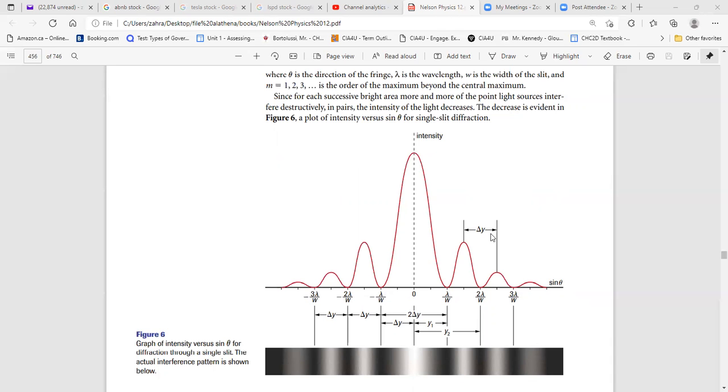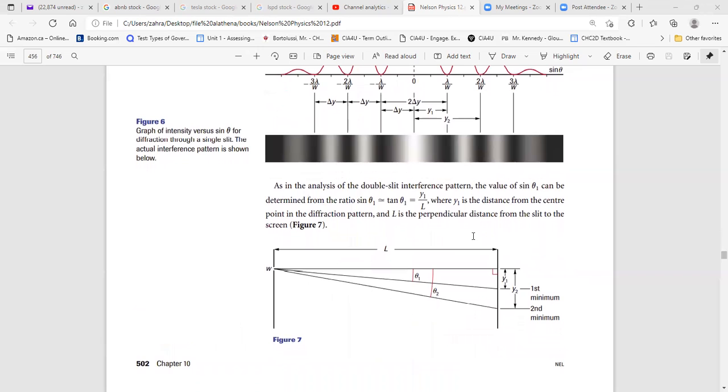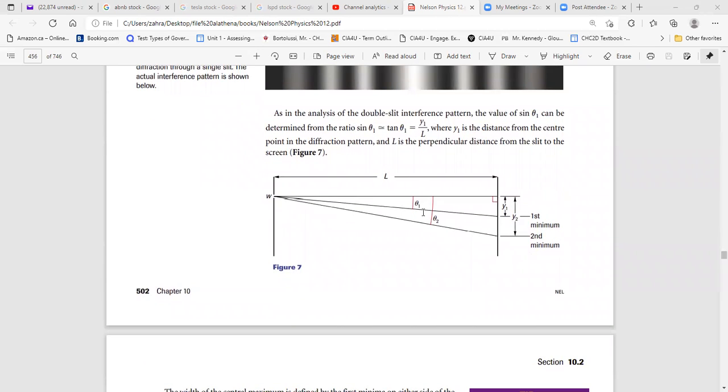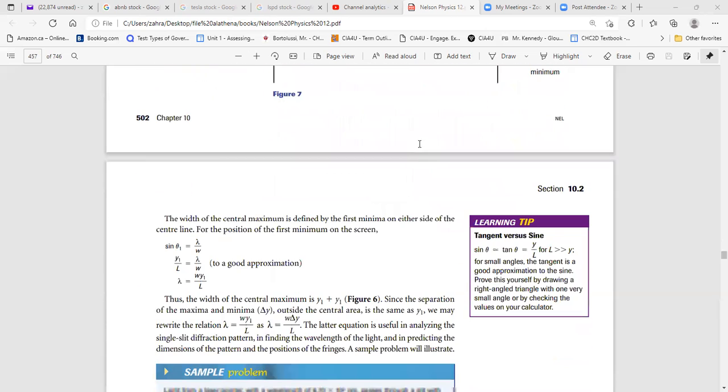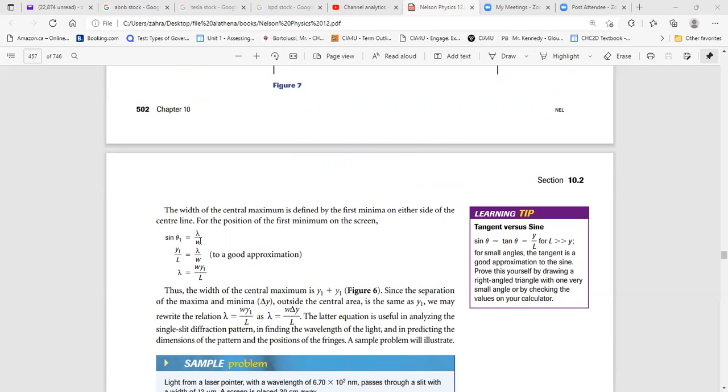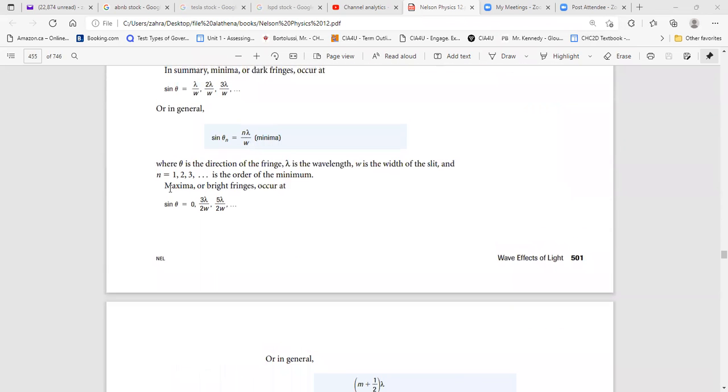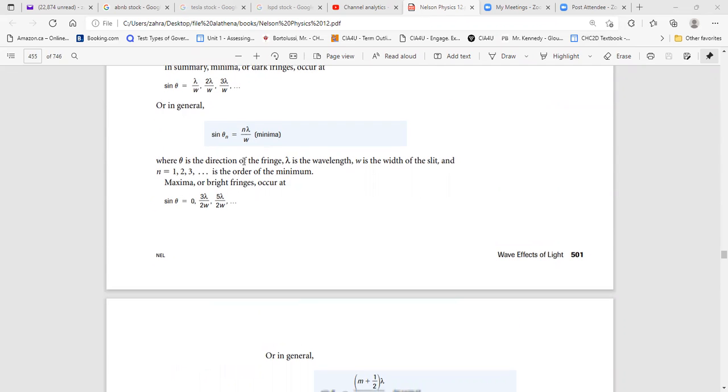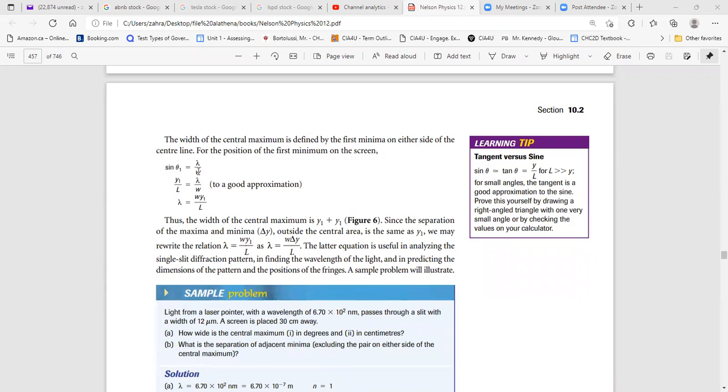Here the distance between two successive brightnesses, we call it delta Y. Looking at that, since theta is small, sine theta is approximately equal to tan theta, which is Y over L, opposite over adjacent. So sine theta 1 is Y1 over L. Also, for a good approximation, we know that sine theta is lambda over W. We had that, right? For the dark fringe, when n is 1, it is lambda over W. Yeah, we have that here.